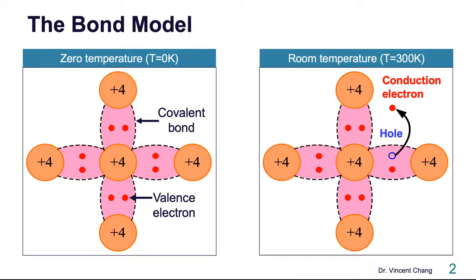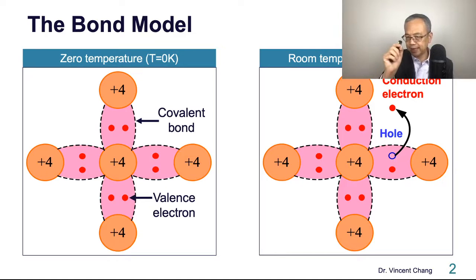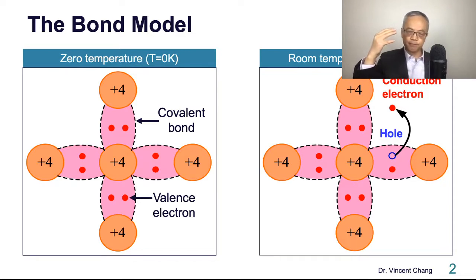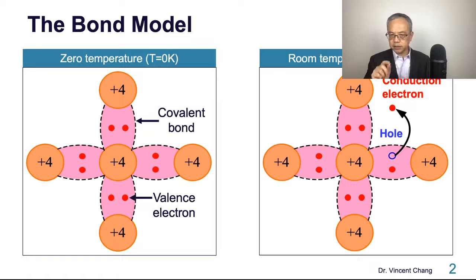All right, the red dot outside the covalent bond is called the conduction electron, and the empty spot within the covalent bond is called the hole. The hole can be treated as a positive charge carrier. So semiconductor material by nature is composed of two types of charge carrier. The negative charge carrier is called the conduction electron. The positive charge carrier is called the hole.